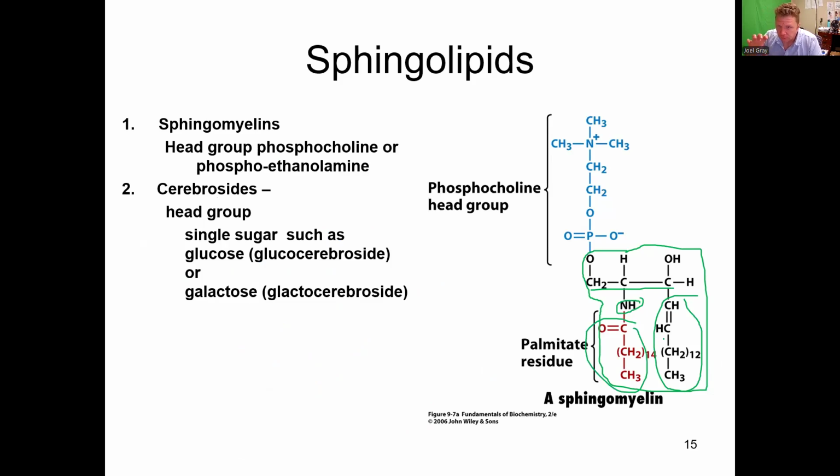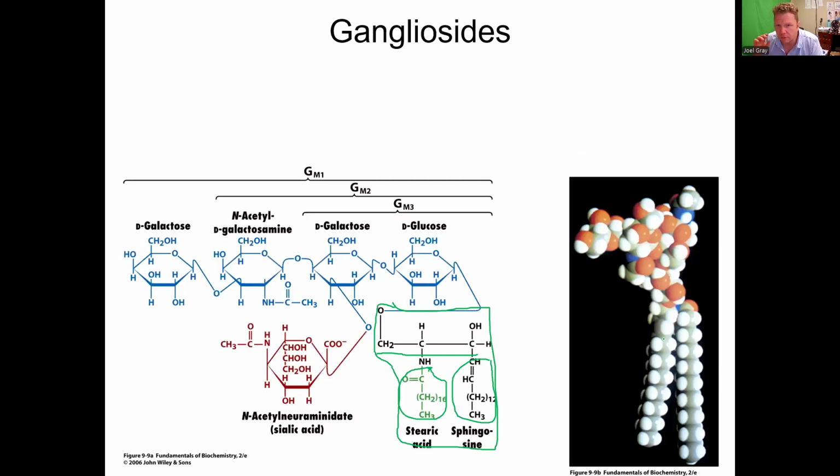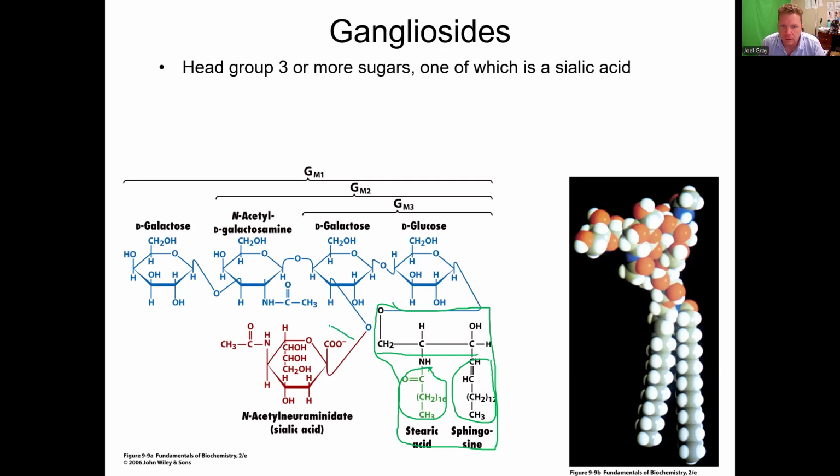So that sphingomyelin is the heart of a molecule known as a ganglioside. Gangliosides get very complicated, but if you see that heart of your molecule, you're going to be in good shape. That's a good place to start. Now, this has a head group of 3 or more sugars, one of which is going to be sialic acid. Here is sialic acid.